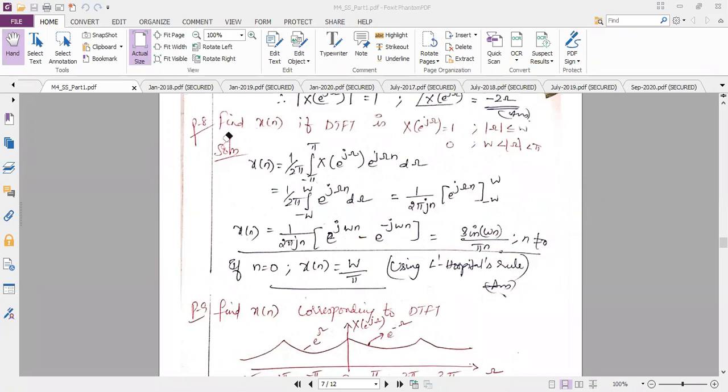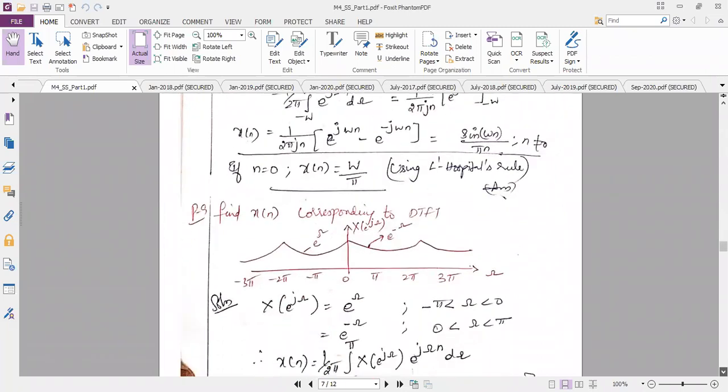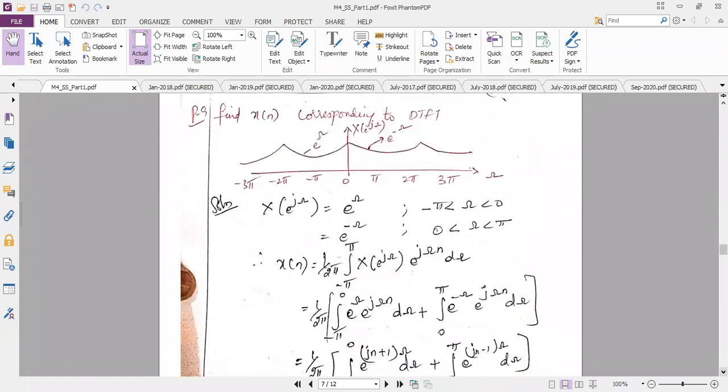Okay, shall we move on to the next problem? The next problem is, see, always you give importance to the diagrammatic problem. Find x of n corresponding to the DTFT. I think in some problems we are going to see the inverse operation. For around 7 problems we have seen finding DTFT from x of n. Now DTFT is given, we are supposed to find x of n. I want you to just copy this graph and let me know so that I will start the solution.